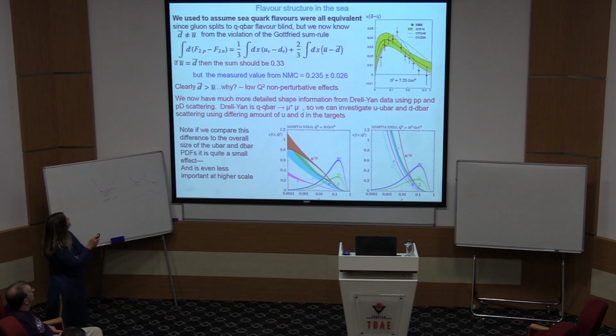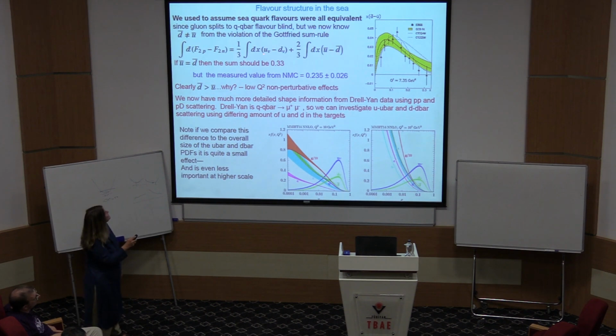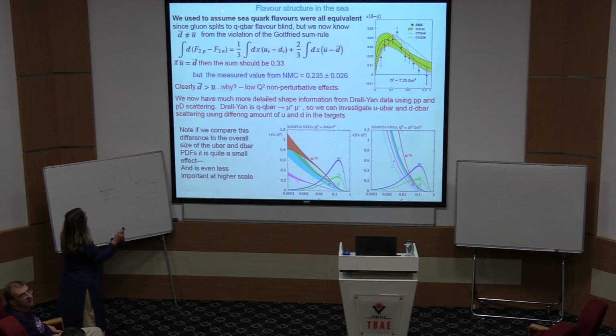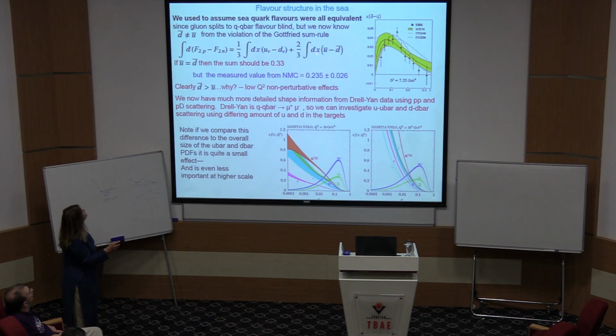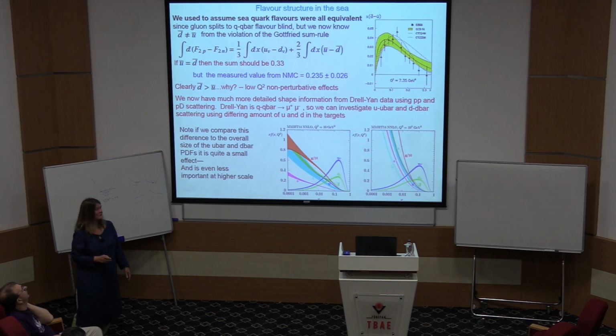Now if you were to take the difference between F2 proton and F2 neutron, again, going back to lecture 1, you could do this yourself. You would find that it's 1/3 of U valence minus D valence plus 2/3 U bar minus D bar, right? If you assume U bar equals D bar in the C, which is a very reasonable assumption, then that integral, called the Gottfried sum rule, should be 0.33. But it was measured as more like 0.23 with a tighter error than will allow you to have 0.33. This therefore suggests that U bar and D bar are not equal. Indeed, because it's a lower value, it suggests D bar is bigger than U bar. Why on earth would that be, right? And it has to be a non-perturbative effect of some kind.